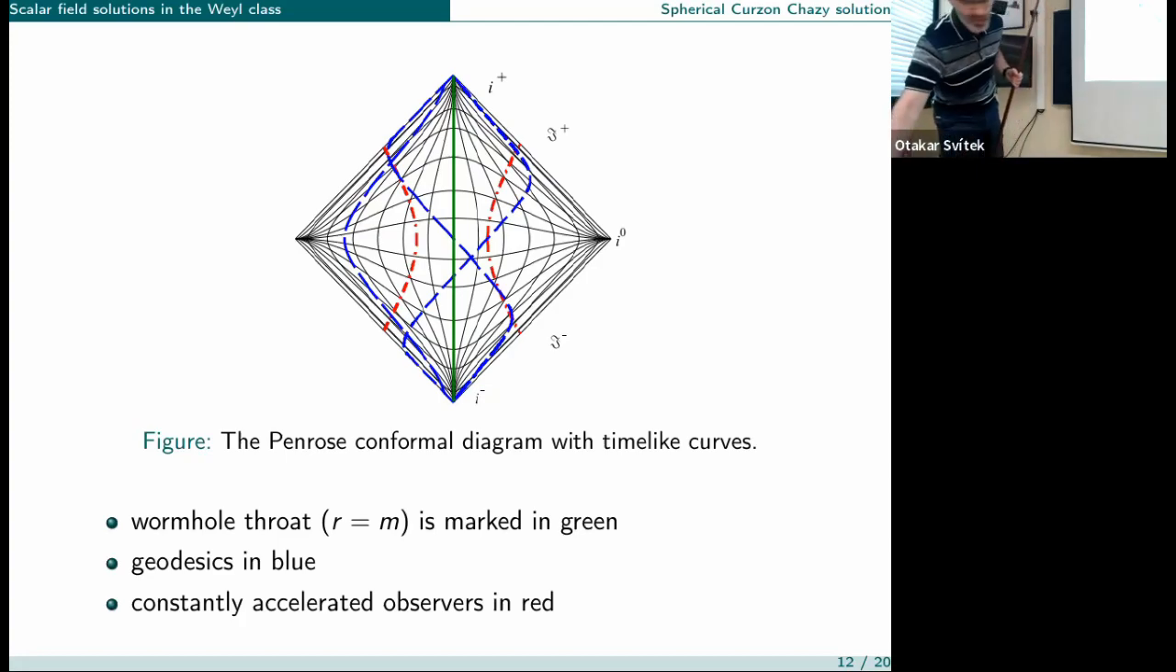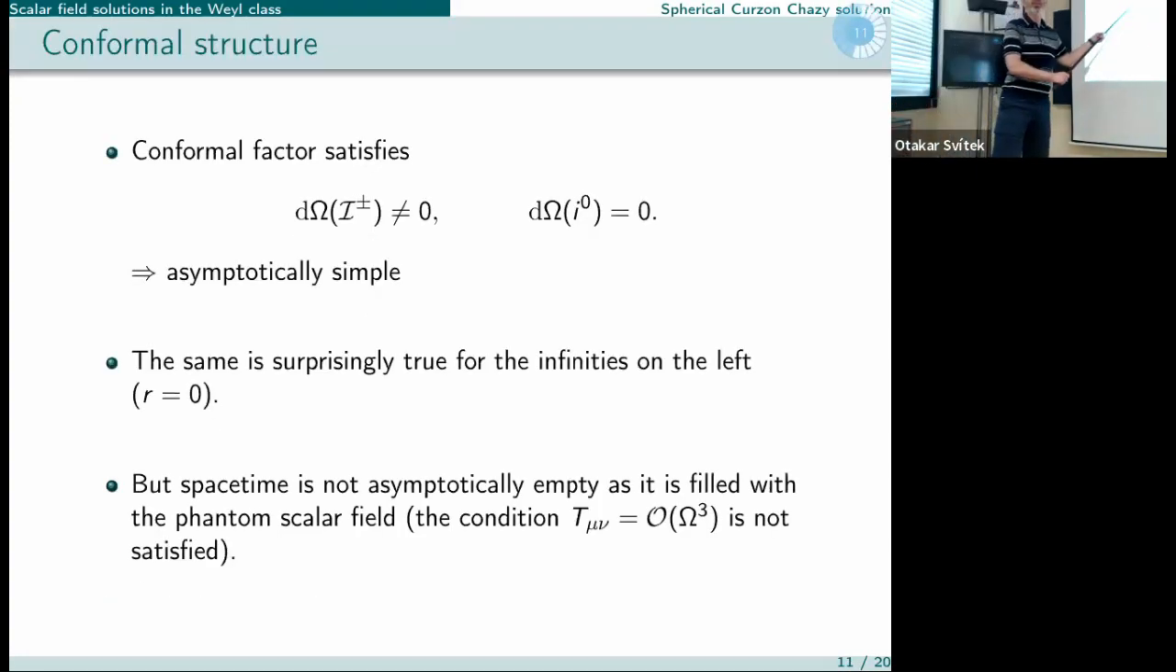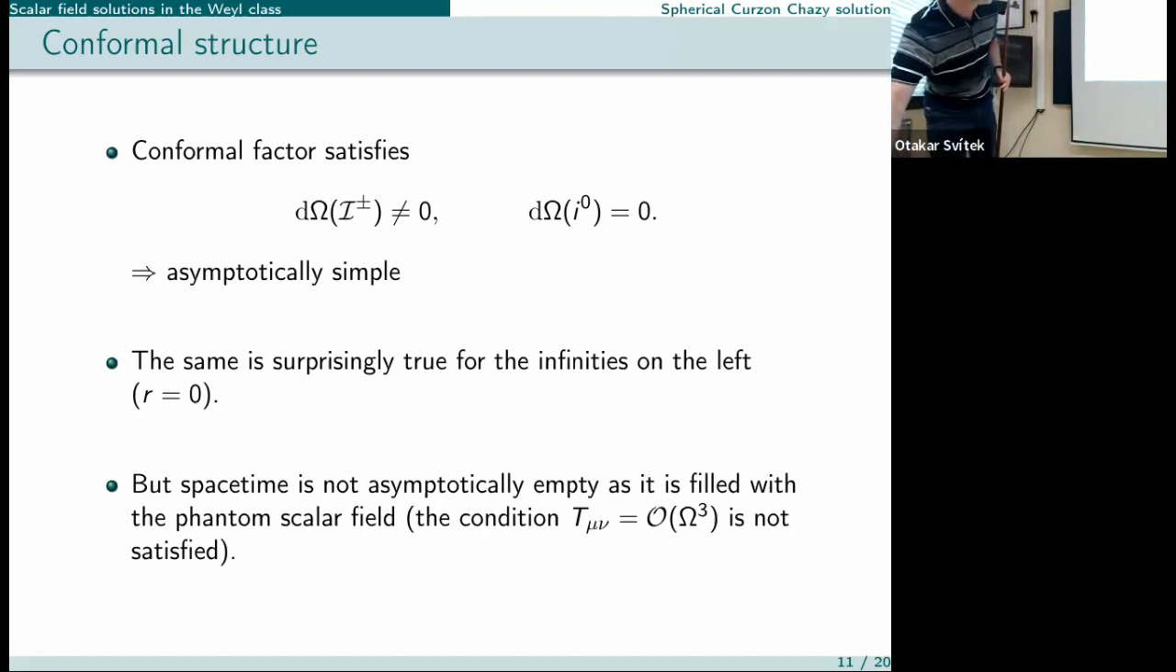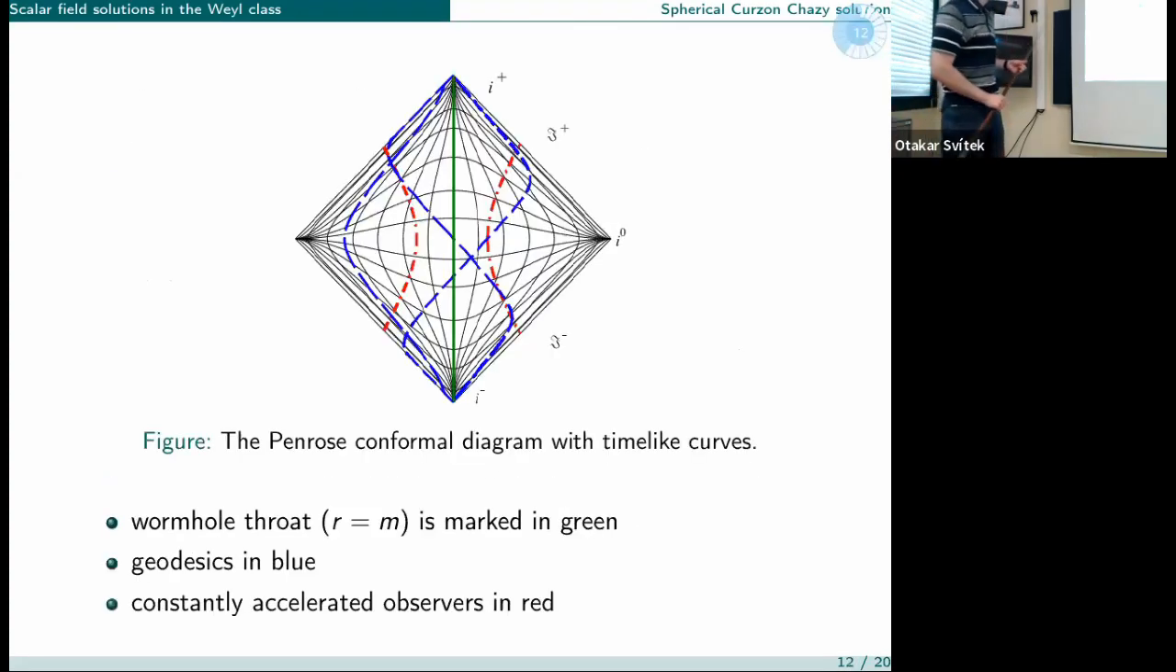Asymptotically simple means these two conditions for the conformal factor of the compactification: that of course it's non-degenerate on scri, and its condition at spacelike infinity. And now R equals 0 is really, in terms of the geometry of the transversal space of the sphere, kind of similar to this.